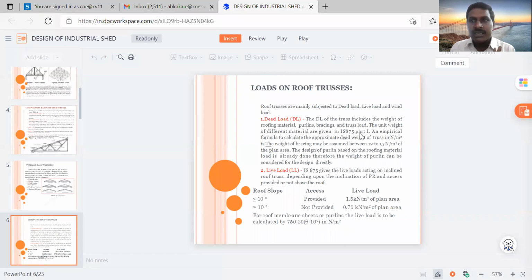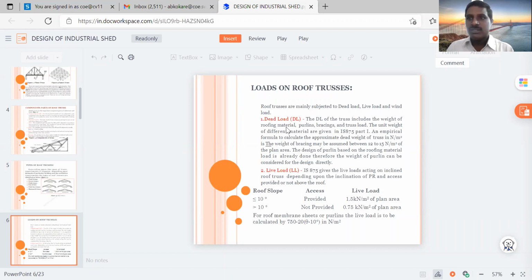The weight of roofing material: the topmost part of your roof truss is the roofing material, meaning AC sheet or GI sheet. Below the AC sheet or GI sheet, purlin may be there. Below the purlin, truss is there, and bracings are provided truss to truss. So these four major parts or components of the truss we have to think of as dead load, and we have to now take the dead load of each particular component.